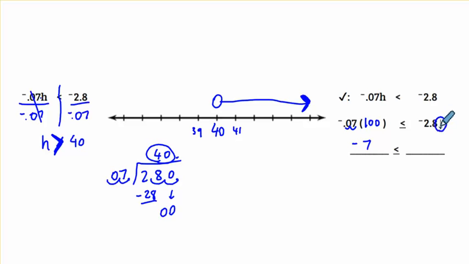This little arrow, guys, means you just bring this straight down, and you're asking yourself, is this true? Is negative 7 indeed less than negative 2.8? And it really should have been just less than and not less than or equal to. And the answer is yes. Negative 7 is less than negative 2.8, so I know that I'm right.